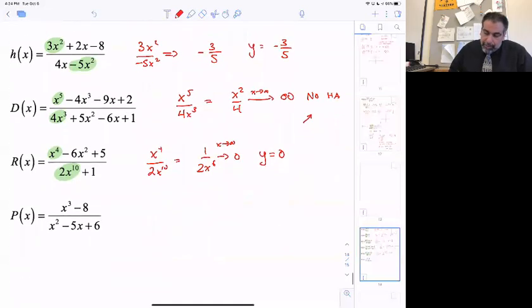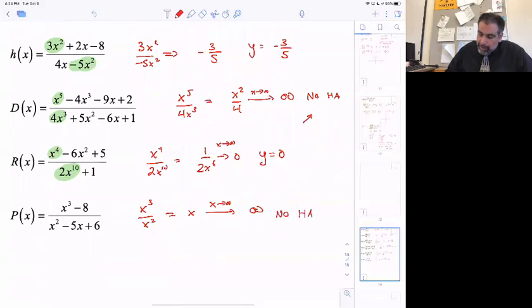One more example. The top is bigger than the bottom in this case. Anytime the top is bigger than the bottom, no horizontal asymptote. This is going to behave like x, and as x goes to infinity, this will go to infinity. So no horizontal asymptote.